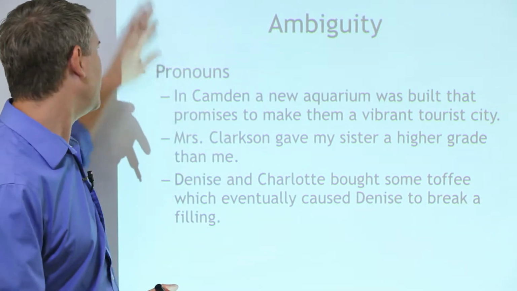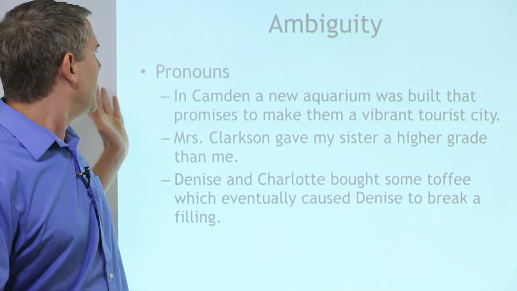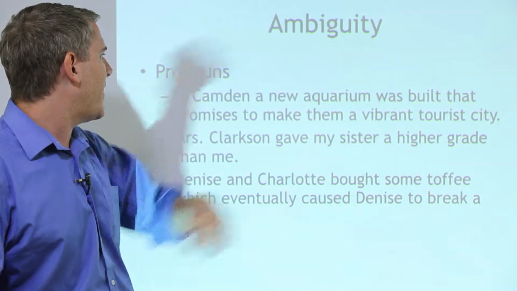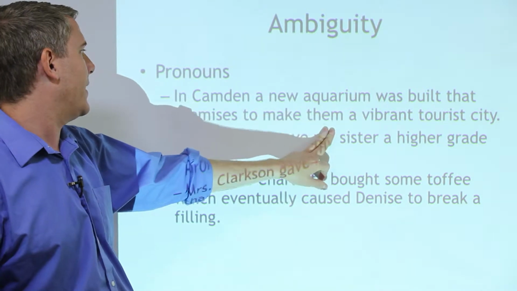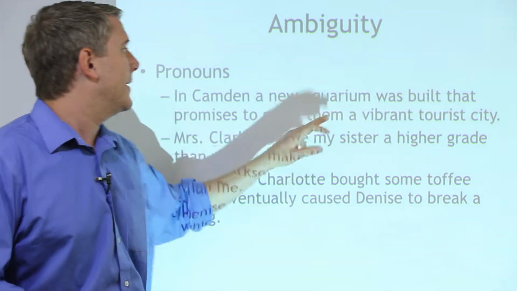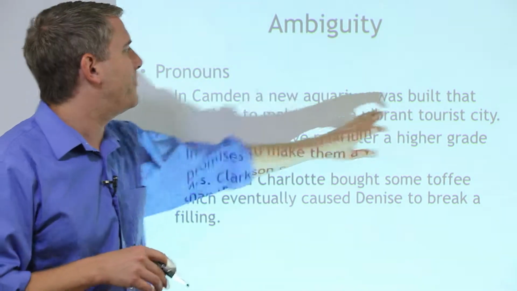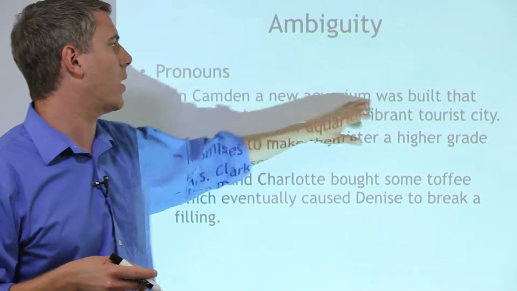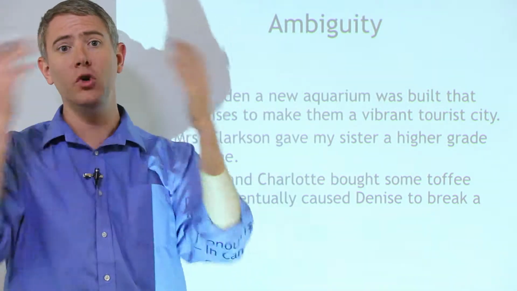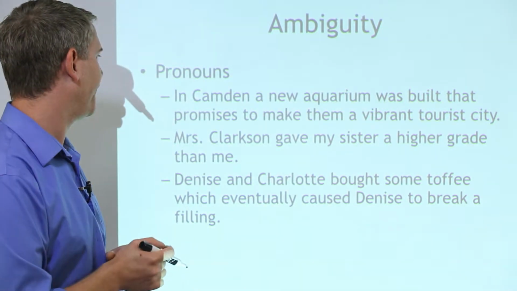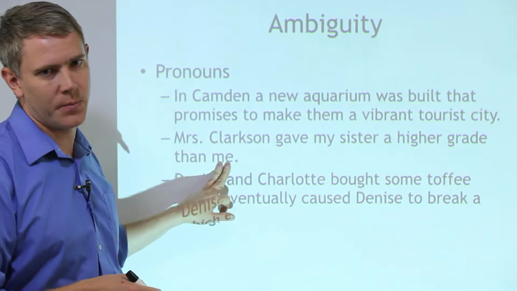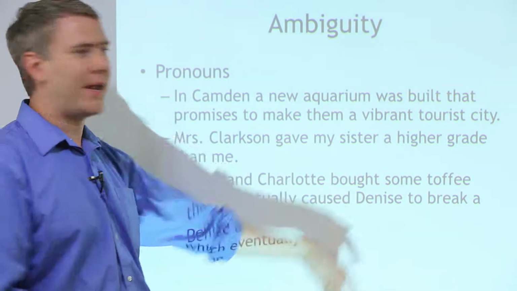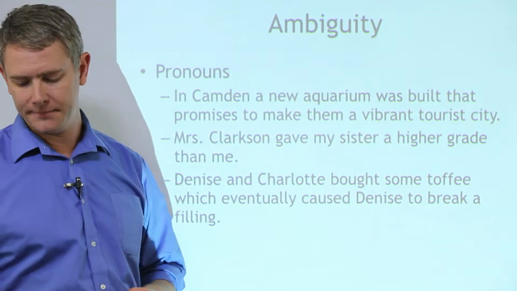And these are how these get fixed. So this is really easy. In Camden, a new aquarium was built that promises to make them a vibrant tourist city. Again, the them is still there. But notice what I did up here is I took away the they and I just made it passive. So instead of saying they built a new aquarium, I just say a new aquarium was built. So I remove the subject altogether. Here, as we discussed, we put in me instead of I. And in here, we just put in the right girl's name. It's Denise who broke a filling.